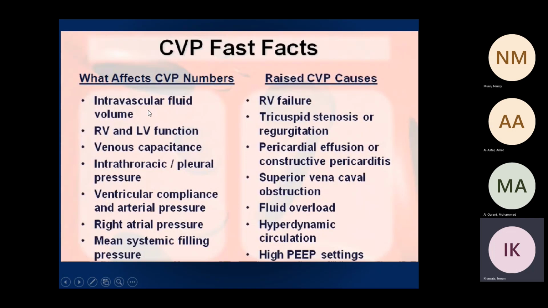So beside the volume, the RV and LV function can affect your CVP measurement. The other thing is venous capacitance. For example, if patients are on pressors, that will increase the mean systemic filling pressure, and that will cause your CVP to be elevated, not because of the volume, but because of the upstream pressure being increased by pressors used for the patient.